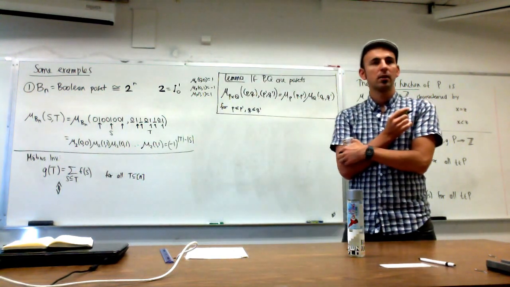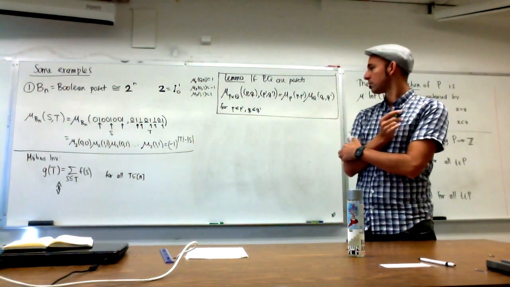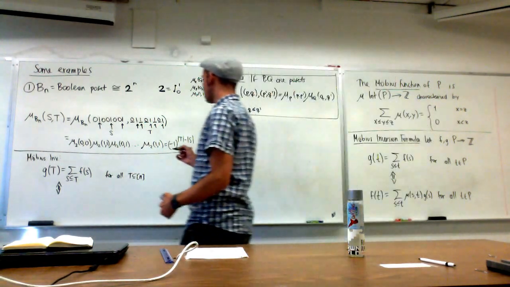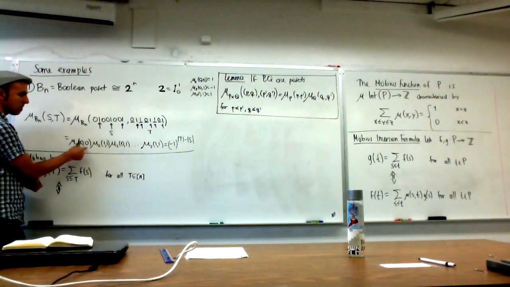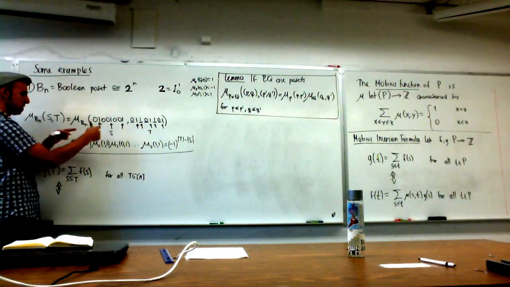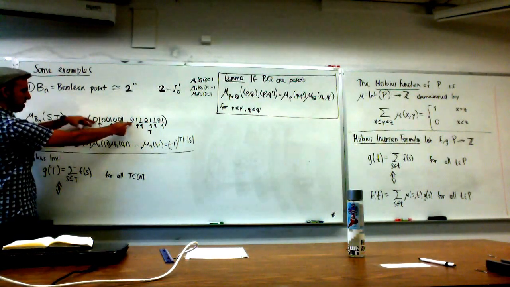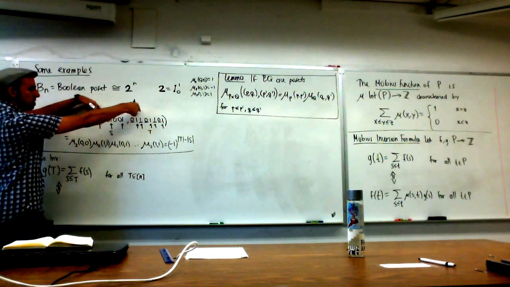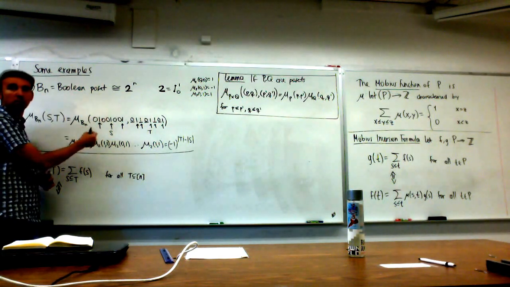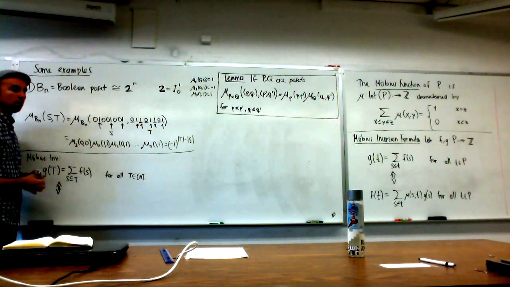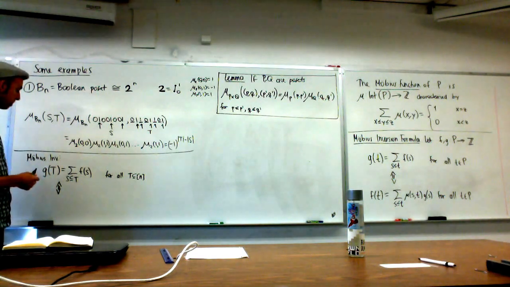Yes? Sorry, can you go back? What's in the dot, dot, dot? Oh, so here I have one term for each slot. This is this 0 and this 0, then this 1 and this 1, then this 0 and this 1. So I have one term for each element of the vector.